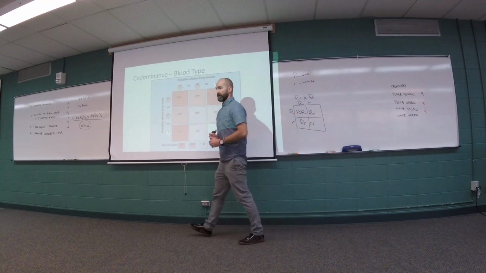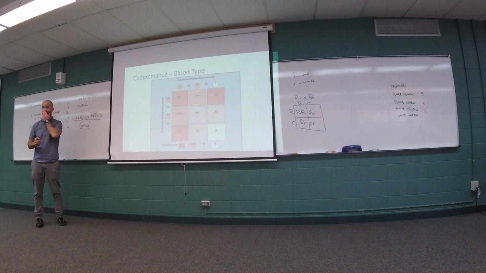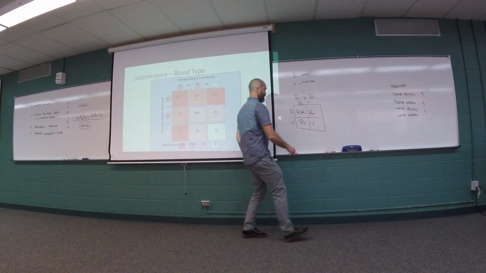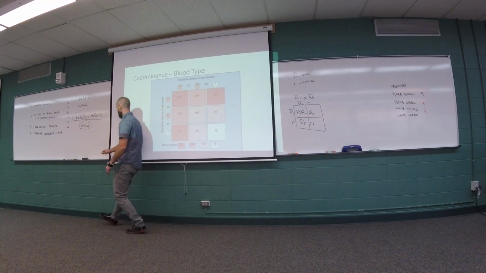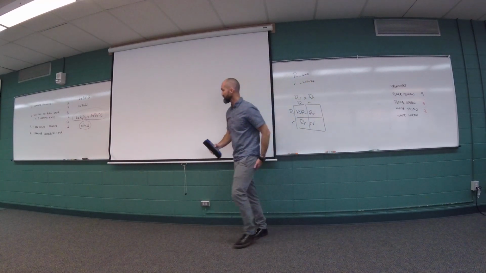I know I'm running over a little bit, but I want to get to this last example, this last exception, and that is multiple alleles. There can be more than 2 alleles for every genetic character. And the example for this is blood type. I'm going to actually point this out. And I'll use this side over here.